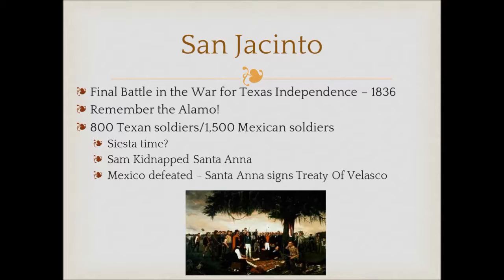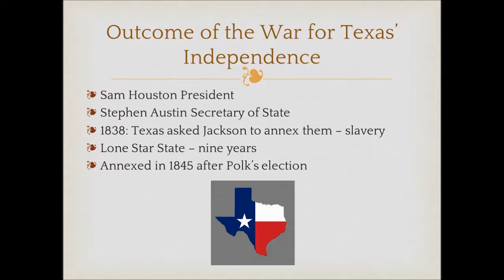And so it is decided that they will infiltrate the Mexican military unit during siesta time, when everybody's taking a nap. And so they do. Sam sneaks right in, kidnaps Santa Anna, and says, if you want to live, you need to sign this treaty. And so Santa Anna does. So the Mexicans are defeated. Santa Anna signs the Treaty of Velasco in 1836, and suddenly we have an independent Texas. So Sam Houston will be the president of Texas. It is a country unto itself.